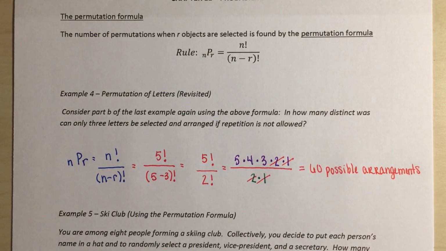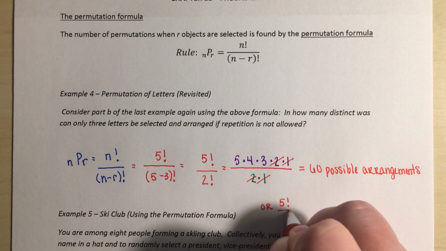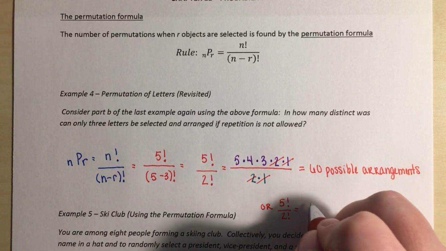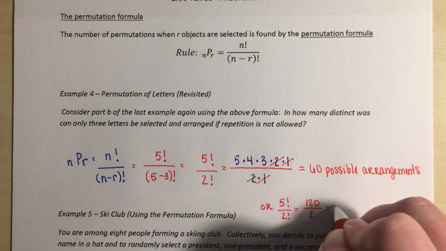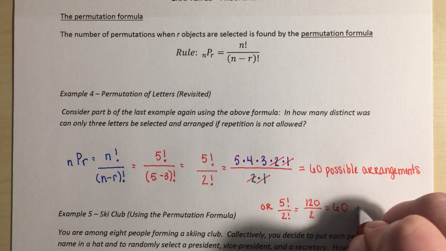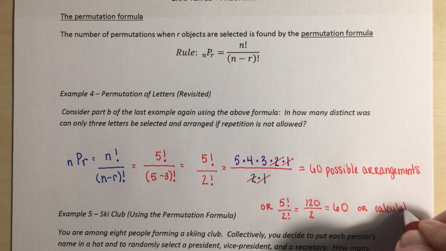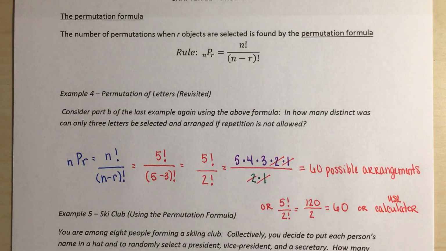Okay, there are other ways that we could do this problem. We could do, so we'll make just a little "or" here, 5 factorial over 2 factorial is going to give us, if we use our calculator and find our factorial button, 120 divided by 2 factorial, which is just 2. That also gives us 60. Or we can use a calculator. Again, both your scientific and graphing calculators have buttons for nPr and nCr that we're going to see in the next section. And you can choose to use those if you want to.